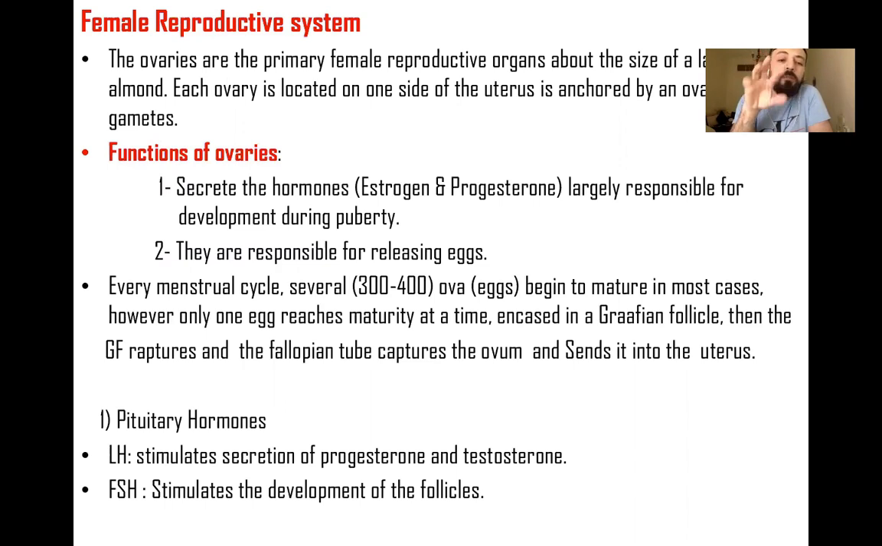And every month after they hit puberty, every 28 days, every period, they start releasing between 300 to 400 eggs, but only one egg makes it to the oviduct. Too much information, but I need you to focus.